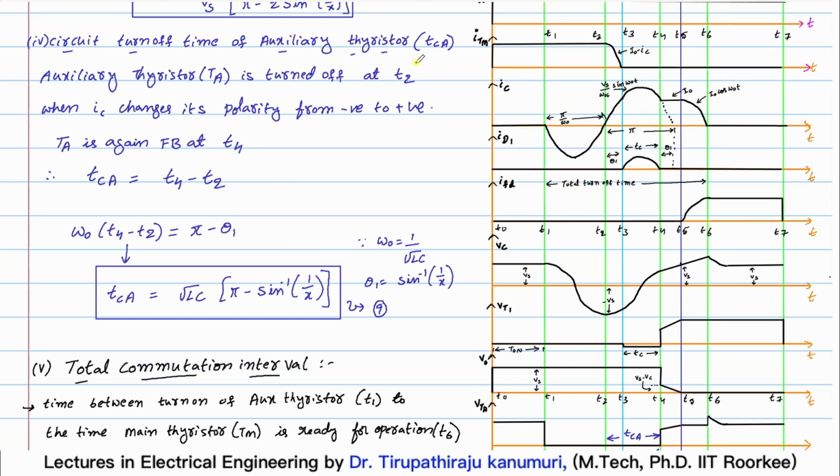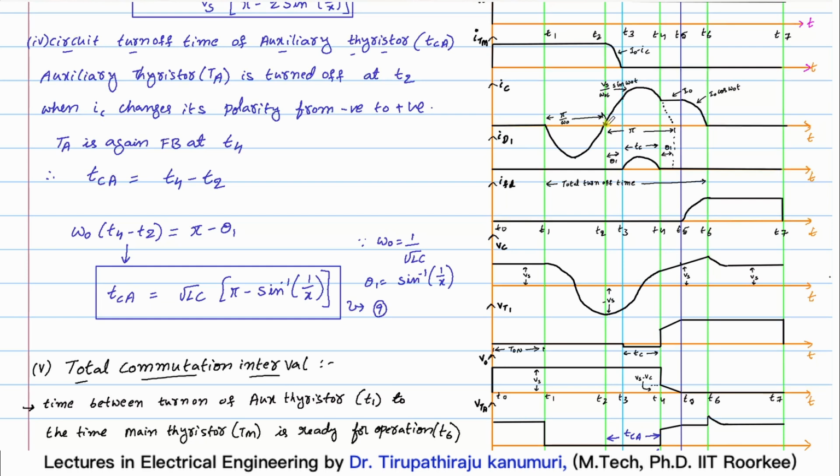So, the circuit turn-off time of the auxiliary thyristor. What happens? The auxiliary thyristor will be turned off at T2 when the value of IC changes its polarity. You can see here at T2, until that time the IC is conducting in the negative half. After that, the IC reverses its direction. Up to here, this IC passes through your auxiliary thyristor, because the auxiliary thyristor is triggered at T1, so the current through it will be the same as IC. Once it reaches 0 and tries to go in the opposite direction, the thyristor will not allow current in the opposite direction. That's why your auxiliary thyristor will be turned off.